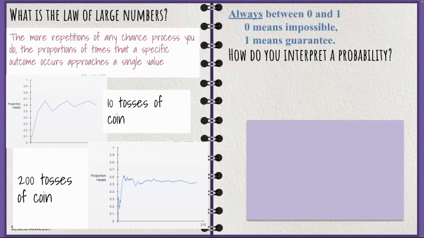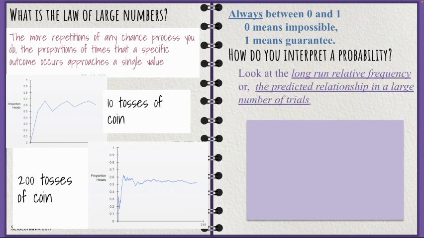So how do we interpret a probability? It's always between 0 and 1. A probability of 0 means impossible. 1 means guaranteed. It's guaranteed to happen. So what you want to do is look at the long run relative frequency, or the predictive relationship in a large number of trials. So over the long run, let's look at the relative frequency. That's going with the large number of trials.